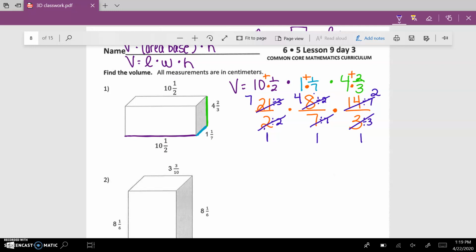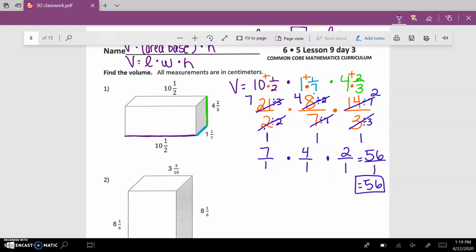Okay, so now I multiply my new numbers. I'll rewrite it down here. So it's like 7/1 times 4/1 times 2/1. Okay, you can take out your calculator, might as well. You can use a calculator. 7 times 4 times 2 would give us 56/1, which would just equal 56. Okay, so that's our answer.